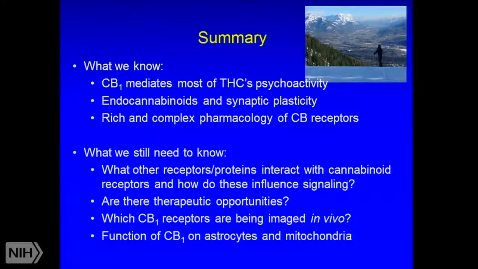Remember, I showed you the bulk of the CB1 receptors are on inhibitory neurons. Those are the ones that we see in most imaging studies. However, the low fraction that are on excitatory neurons or cholinergic neurons are incredibly important functionally, but we don't see those in our imaging studies. And then there's also a very interesting biology of CB1 receptors on astrocytes and mitochondria, which is still being sorted out. But thanks for your attention.